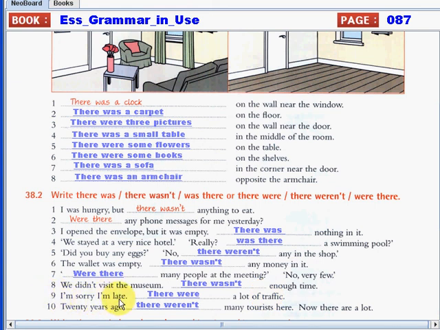I'm sorry, I'm late. Blank a lot of traffic. Okay, so a lot here is in plural, and then we will use there were. Okay, and the last one: 20 years ago, blank many tourists here. Now there are a lot. Okay, so you can see that in this sentence, all the subjects here are in plural form. So we will use there weren't, because the first sentence is a comparison, past and then now.